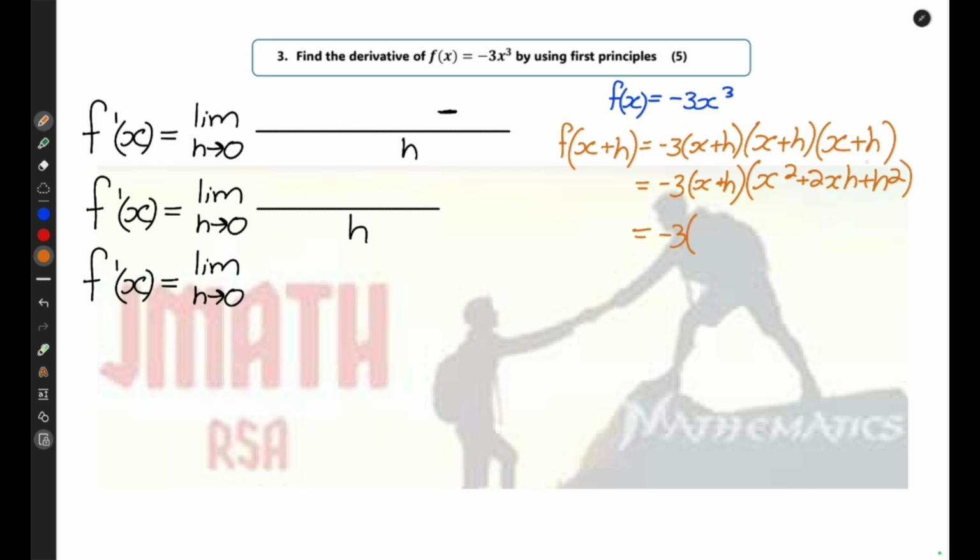So now first I'm going to distribute in the x with all 3 of those terms, and then the h with all of those 3 terms, and then only with my answer I'm going to multiply the minus 3 in. So just bear with me. x cubed plus 2x squared h plus xh squared. So that's if I multiply everything by x.